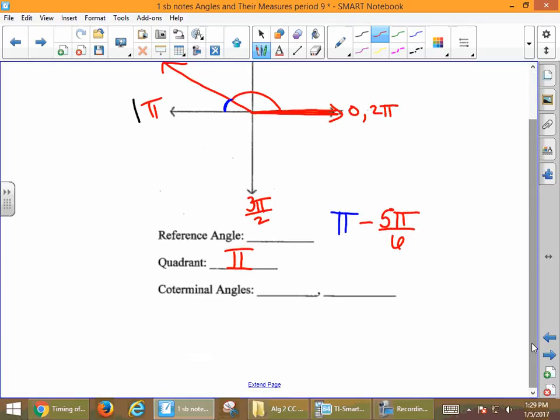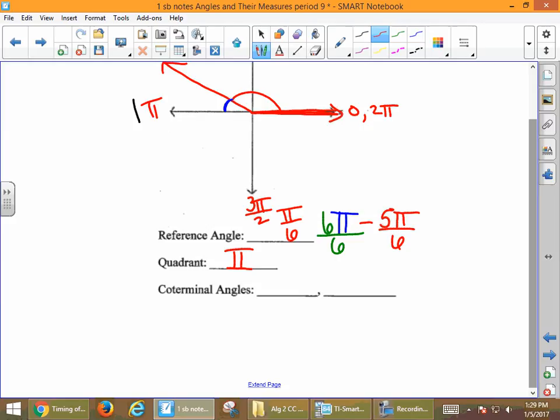Well, that's going to require us to find the common denominator again, but luckily 6 divided by 6 is 1 pi. Easy enough to find the common denominator. And then we can subtract: 6 pi over 6 minus 5 pi over 6 is 1 pi over 6. There's our reference.